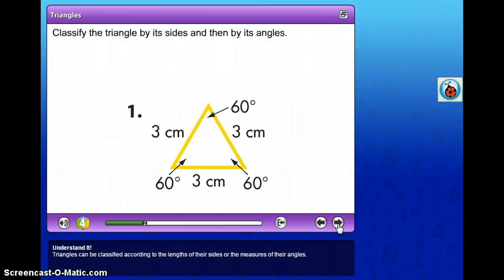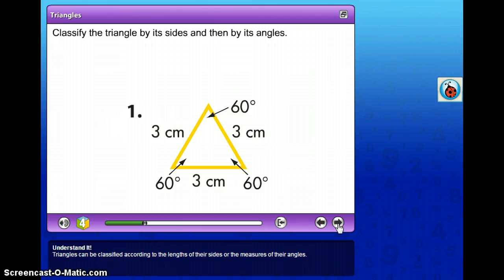When we look at its sides, we have one side that's 3 centimeters, one side that's 3 centimeters, and 3 centimeters. So that means all of them are equal. So this type of triangle is going to be, Paige, equilateral triangle. Very good. That's how we classify it by its sides. Now it says, and then by its angles. So let's look at its angles. It's telling us this one is 60 degrees, this one is 60 degrees, and this one is 60 degrees.